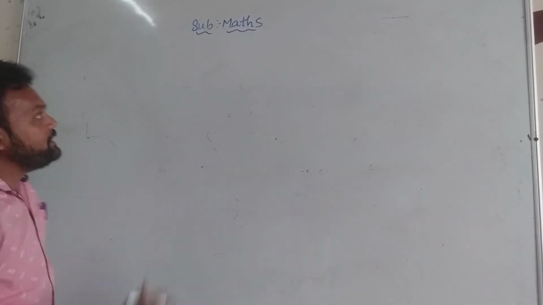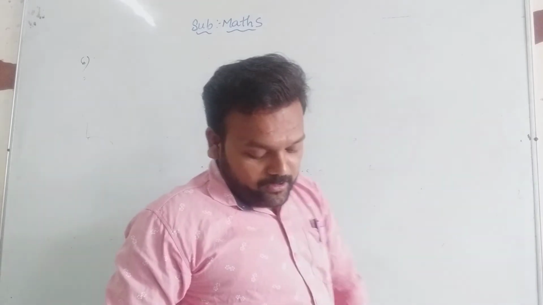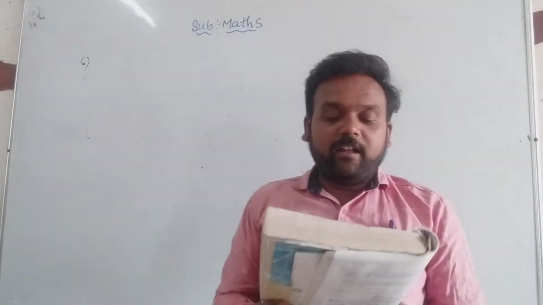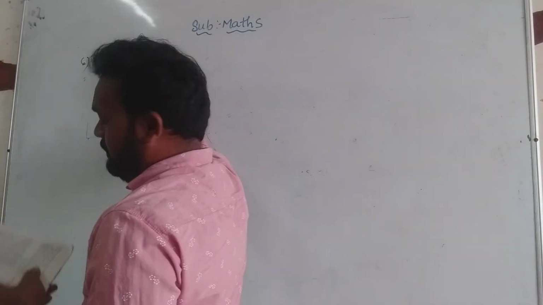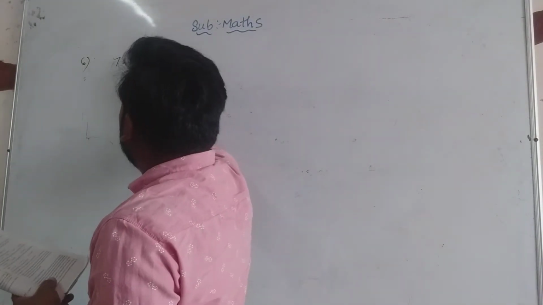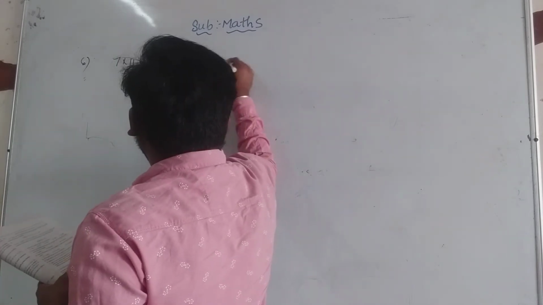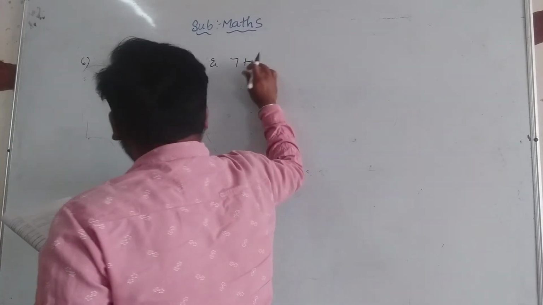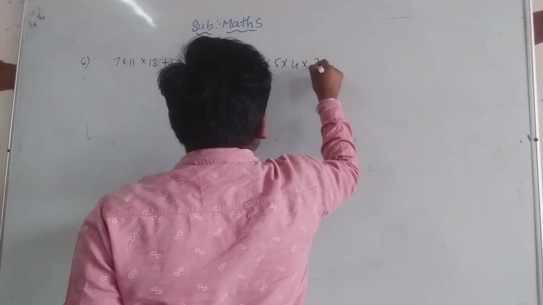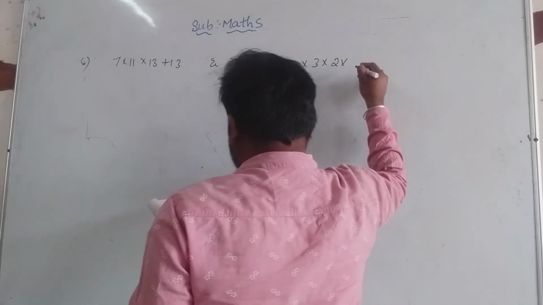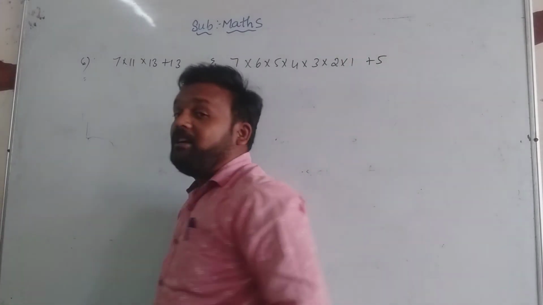Now, the sixth one, dear students, so what is the question? I will read the question. Listen to the question. Explain why 7 into 11 into 13 plus 13 and 7 into 6 into 5 into 4 into 3 into 2 into 1 plus 5 are composite numbers.